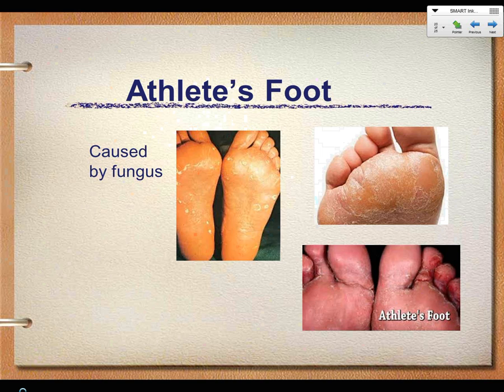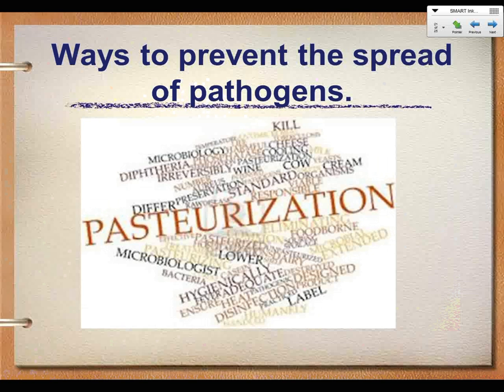Ways to prevent the spread of pathogens. You want to write down ways to prevent. One way we prevent it is where we pasteurize things. In the 1800s, Louis Pasteur developed pasteurization. He had some wine, and he let the wine sit out. When he came back to it, he noticed that it had some bacteria that had grown. He wondered how he could stop this from happening, so he heated it to a very high temperature, and when he did, he killed the bacteria.